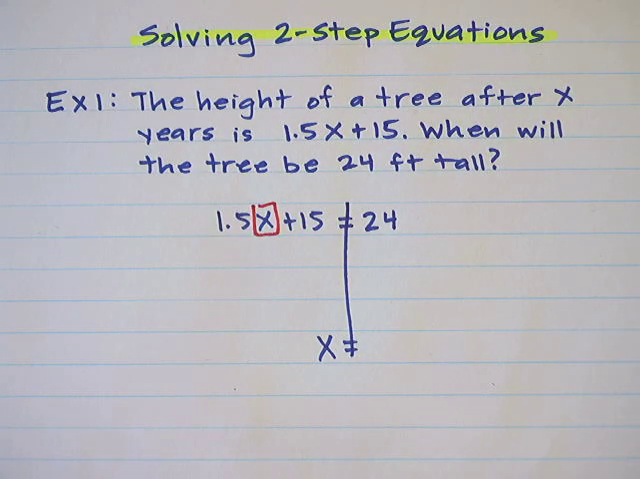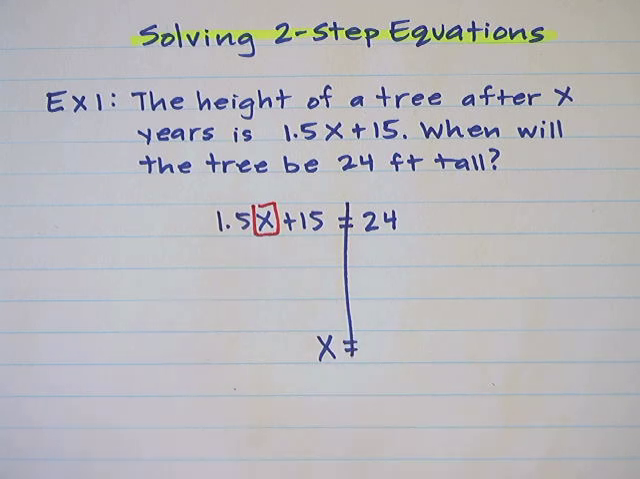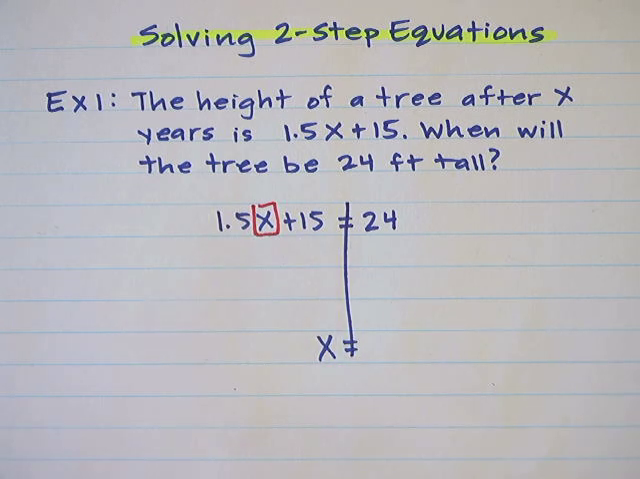Now you notice that x is next to two numbers this time on the left side. All we're going to do is reverse the operations of the numbers we have here using inverse operations. Now, there's two numbers to eliminate. The 15 has to go and the 1.5 has to go. Once they're both gone, we have x all alone. Now the question is, which one do we get rid of first?